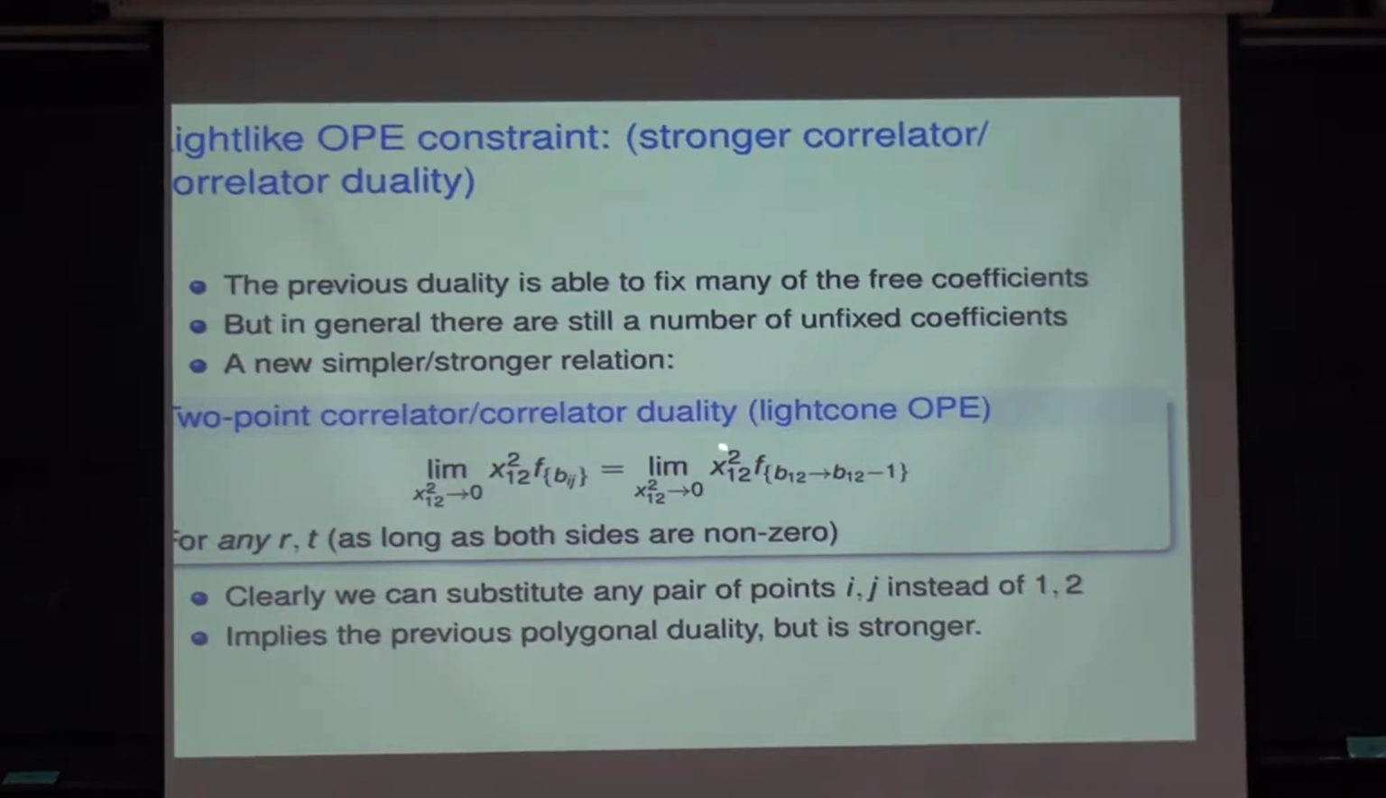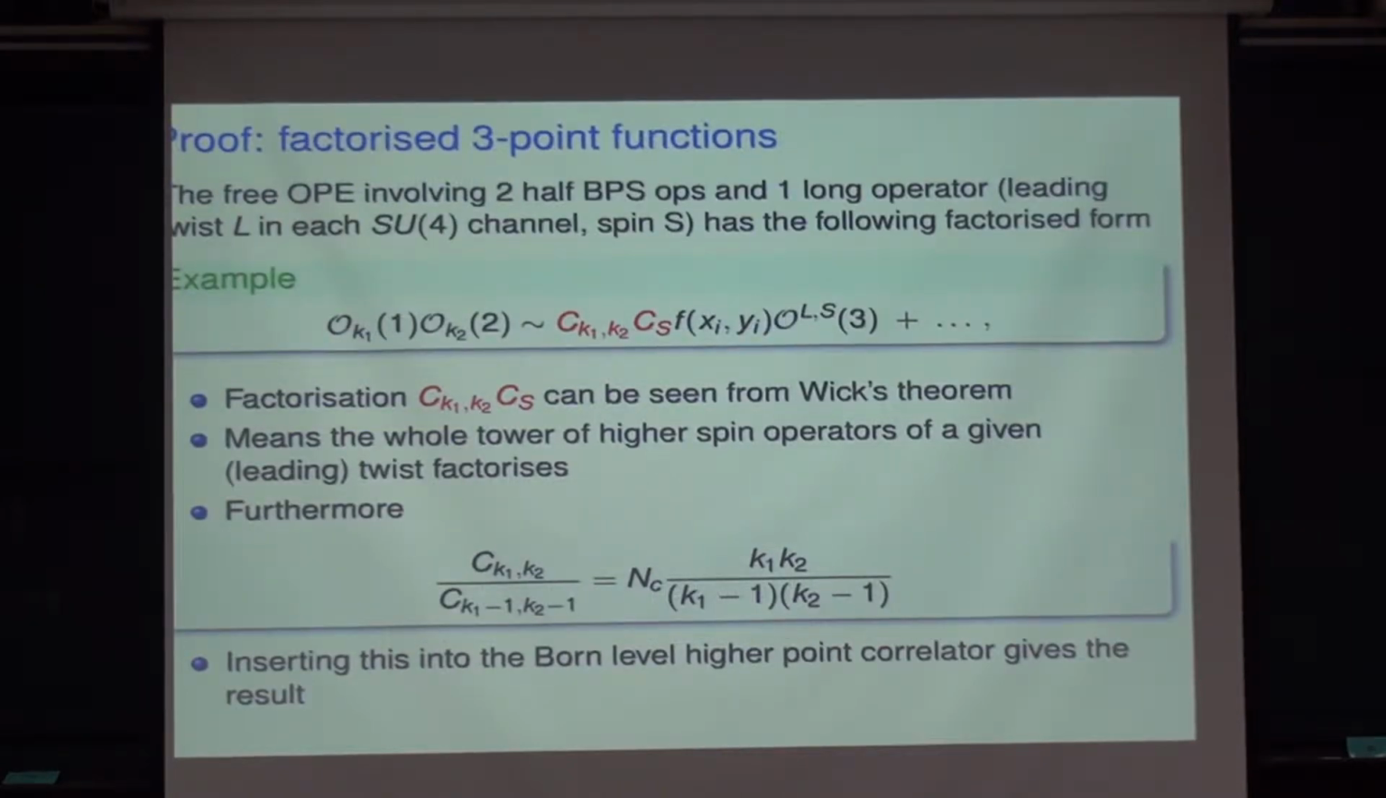So this is a new, if you like, correlated duality, but it really just comes from the light cone OPE. It comes from a free theory light cone OPE, and from a slightly non-trivial fact that in the light cone OPE, a leading twist spin S operator factorizes. So here I have an OPE between two half-BPS operators, K1 and K2. On the right-hand side I have an operator of twist L, spin S.